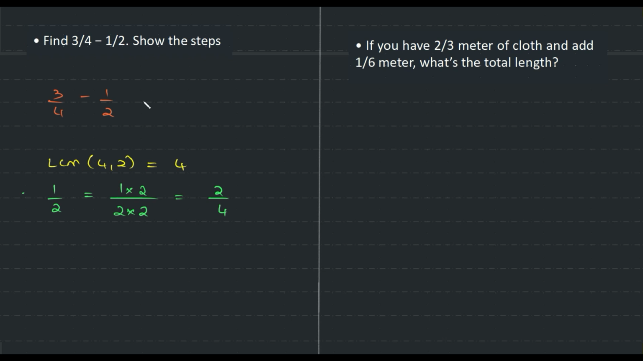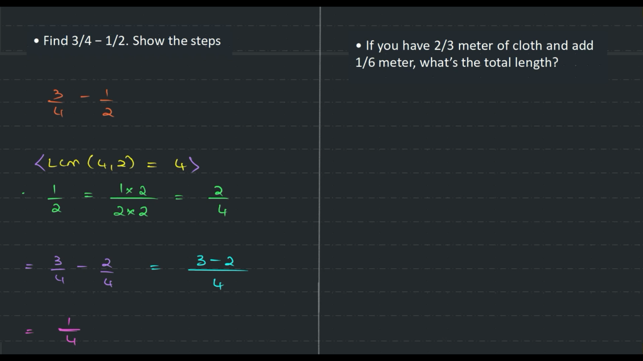And so basically, okay, let me continue here itself. 3 by 4 minus 1 by 2 can be written as 3 by 4 minus 2 by 4. Since the denominator is same, I'll just write 4, and in the numerator I'll write the numerator of the other two fractions, 3 minus 2, and 3 minus 2 is 1. This is 1 by 4.